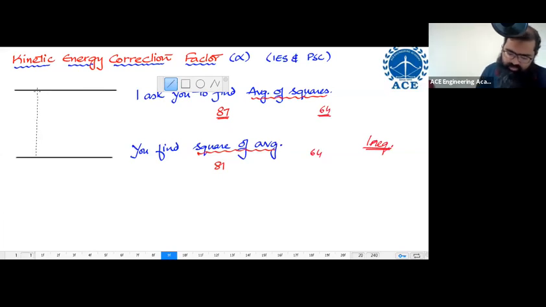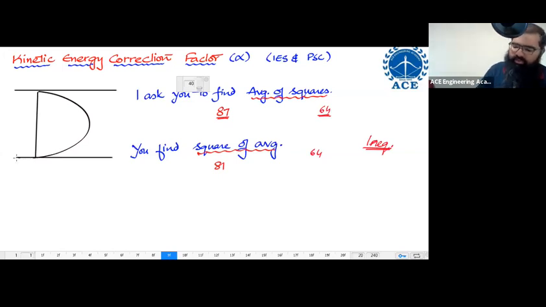In this flow, let us say the velocity profile at a particular section is something like this. This is the velocity profile. At this particular section, if someone comes up to you and asks you, what is the velocity head? The question over here is, velocity head is equal to how much? Generally, we say the answer is equal to v square by 2g.